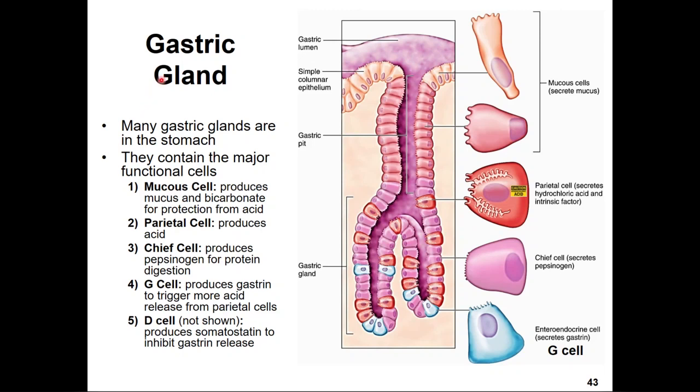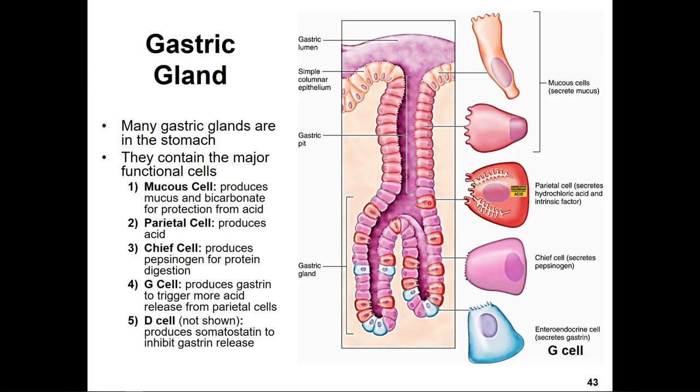We already talked about this in class, but I just wanted to remind you some of the most important cell types are in this slide. That would be the mucus cells, parietal cells, chief cells, G cells, and D cells. The D cells are not shown here. And remember, this is actually like your universal gastric pit and universal gastric gland.